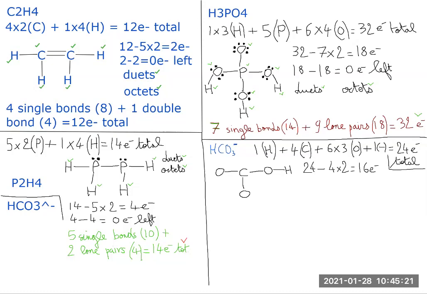And let's write duet, because that hydrogen wants a duet. And you can see that the hydrogen already has its duet. So it's happy here. We don't need to worry about the hydrogen. So then we want to continue to give the electrons to the outside atoms as lone pairs. And the outside atoms are the oxygens.